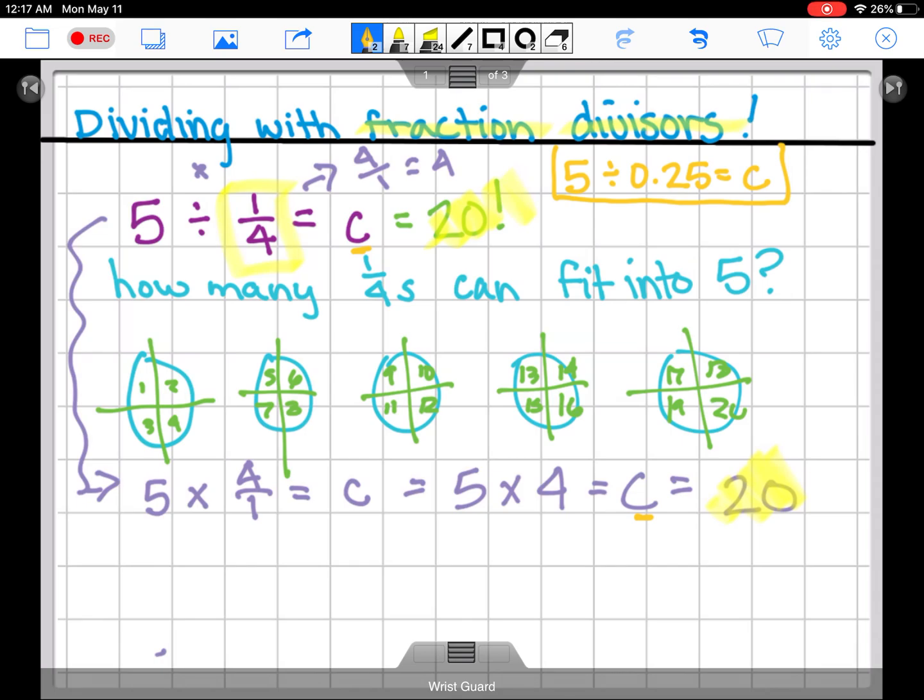So this is one quick look at dividing when we have fraction divisors, all right?